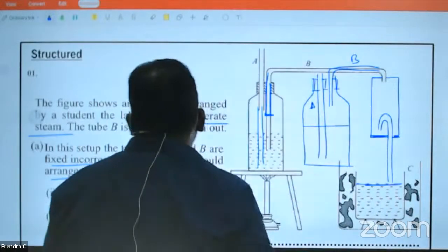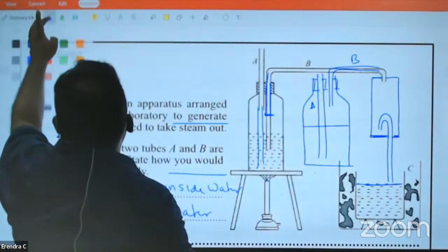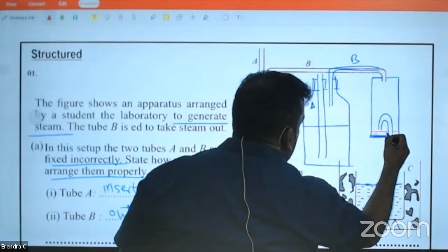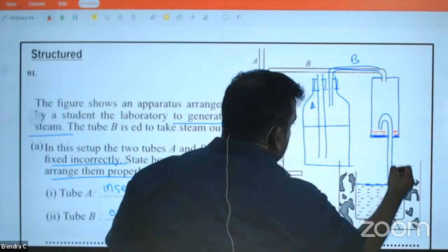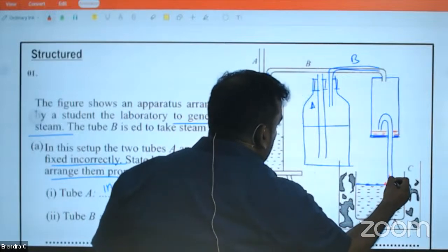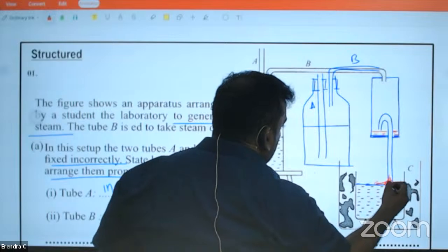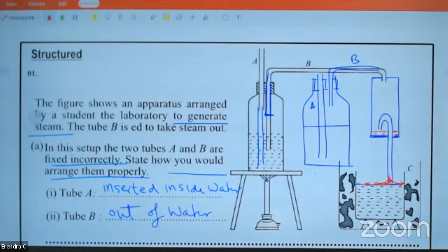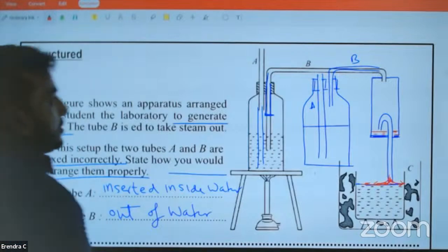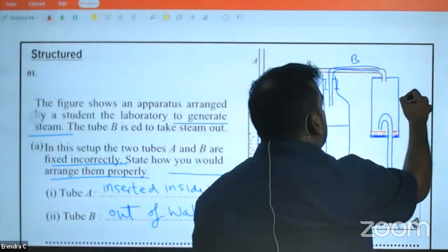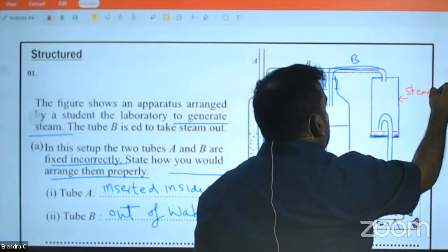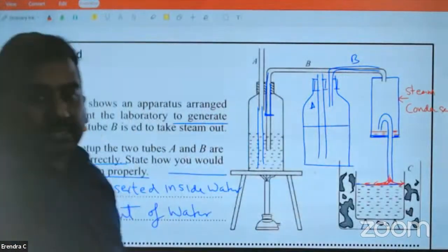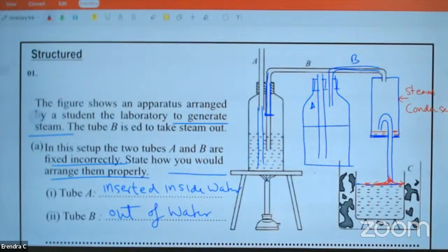So what is happening here? Condensed steam will collect here as water. Pure steam only will go, and spread along the surface. So you call this the steam condenser.